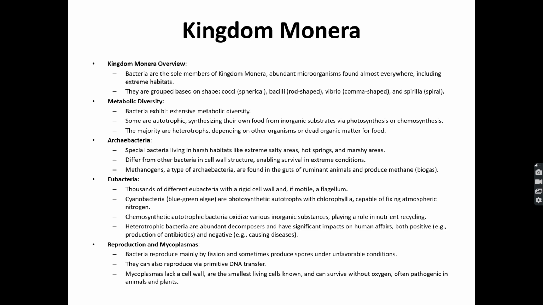In the next class, or in the second part of the biological classification, we will study in detail about Kingdom Monera. As I told you before, Kingdom Monera includes bacteria. The bacteria are the sole member of Kingdom Monera, and these are very abundant organisms found almost everywhere, including extreme habitats.